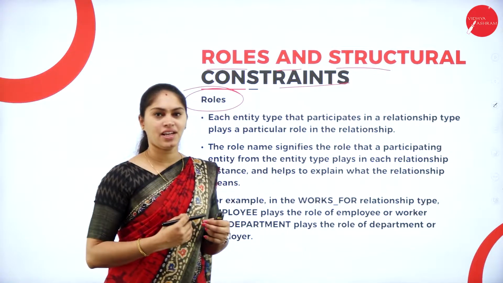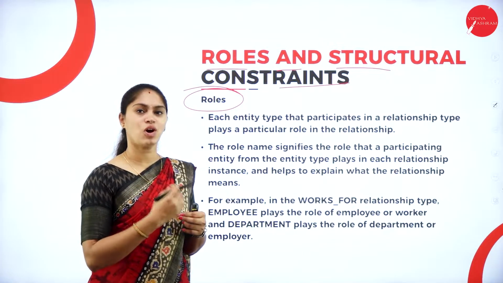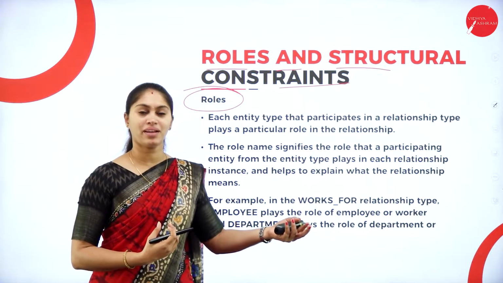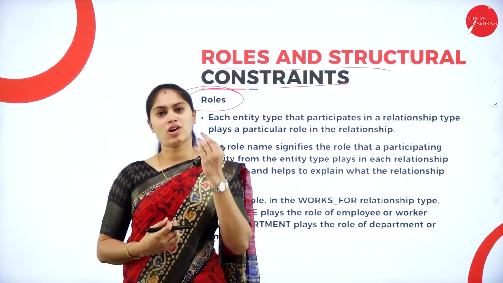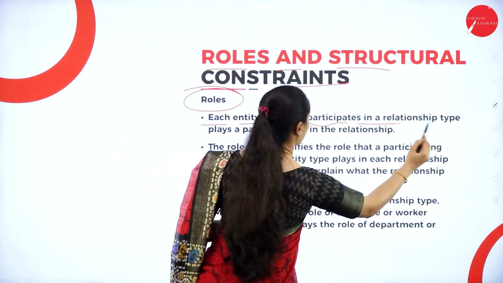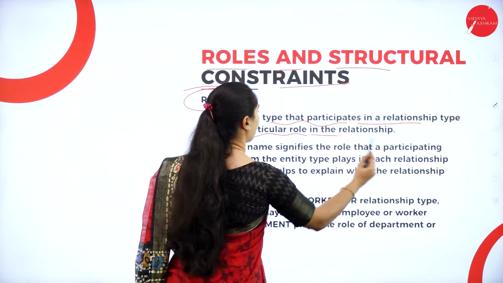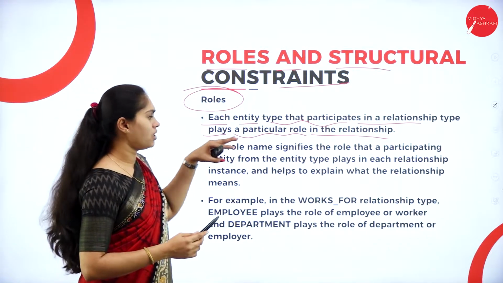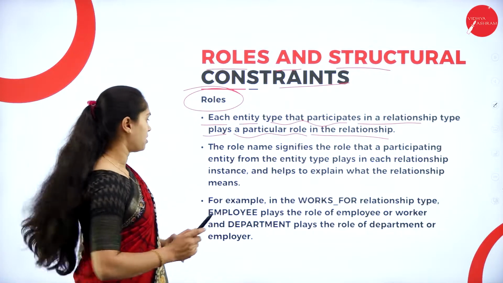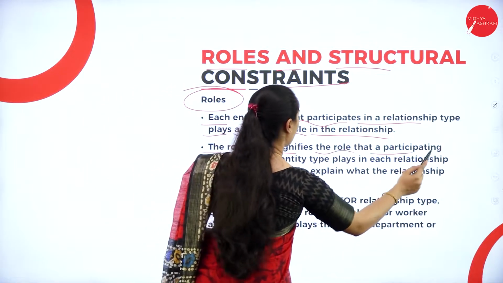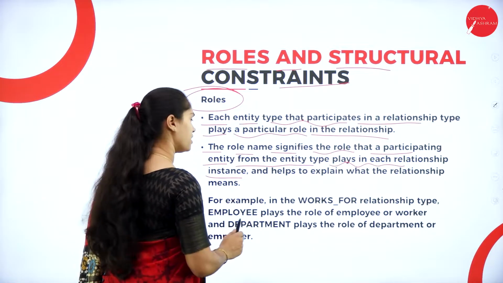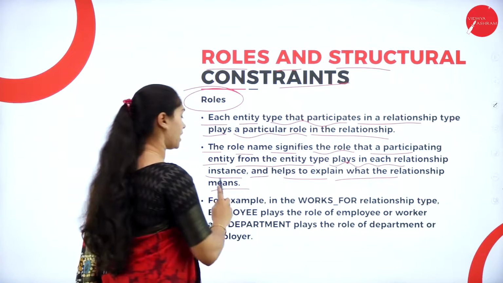Along with that, every entity has got its own role. I am performing the role of teacher, I am performing the role of lecturer, and you are performing the role of student. When you are at home, at that time you perform the role of daughter or son. That means each entity type that participates in a relationship type plays a particular role in the relationship. That role specifies what their work is in the ER diagram. And also the role name signifies the role that the participating entity from the entity type plays in each relationship instance, and it helps to explain what the relationship means.